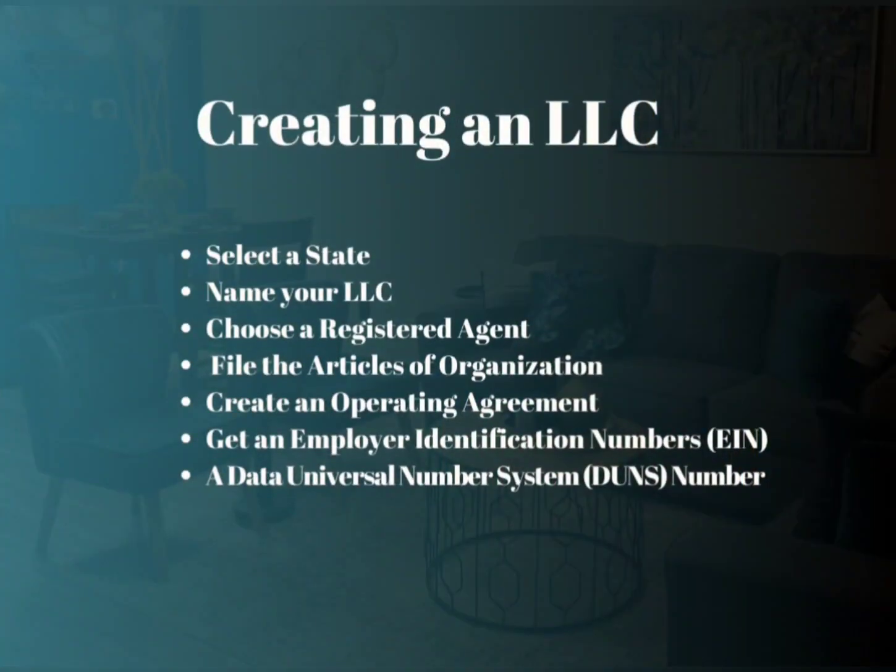Here are a few points when creating your LLC. Select a state. Name your LLC. Choose a registered agent. File the articles of organization. Create an operating agreement. Get an employer identification number, your EIN, which is considered your business social security number. A data universal numbering system, or DUNS, number is a specific 9-digit company identification number provided by Dun & Bradstreet. That number can help you build your business credit.